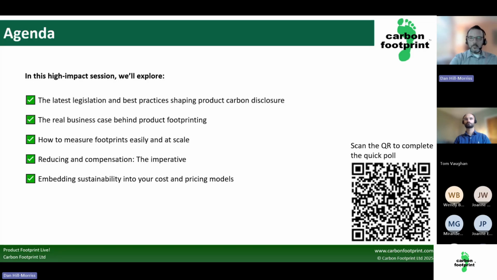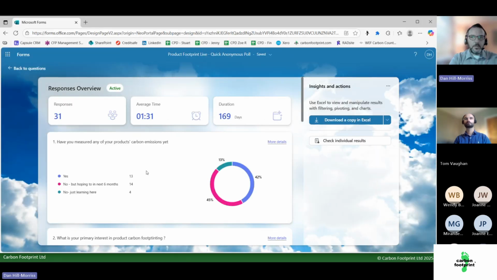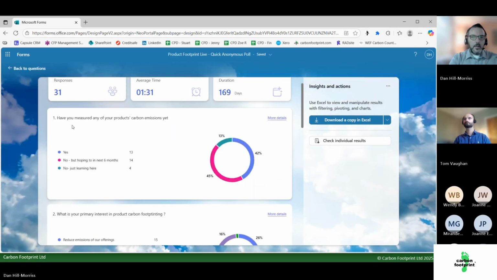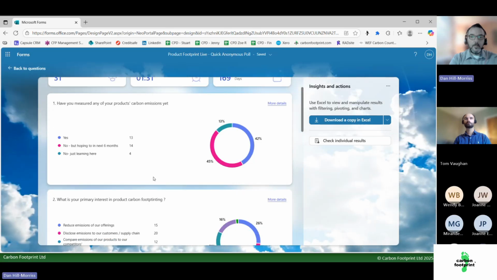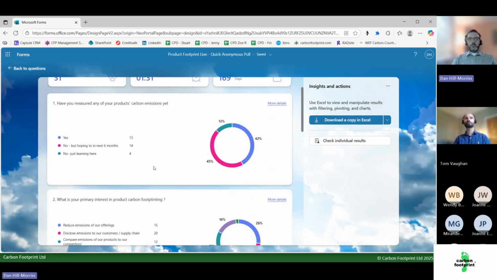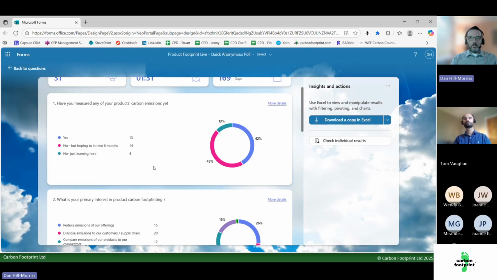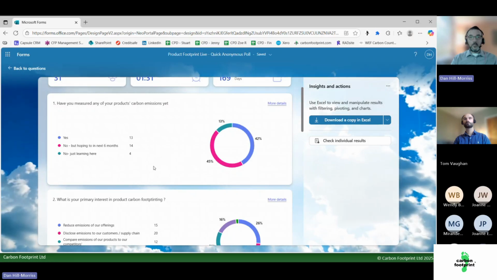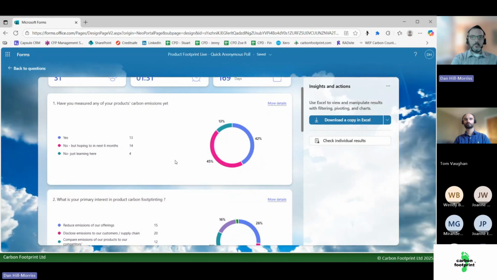Before we dive in, though, hopefully plenty of you have scanned that QR code and taken the poll and had a look at those few questions that we have for you. So we asked a few questions. Have you measured any of your products' carbon emissions yet? Some of you have. Some of you are planning to in the not too distant future. So hopefully there's going to be plenty here for all of you, both in terms of understanding what you can now do with that information that you've already done, or how you're going to go about achieving that in the next 6 months, as it suggests here.